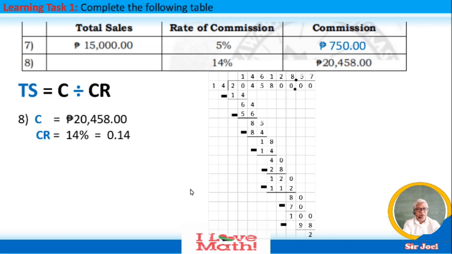A difference of 2. So our answer now is 146,128.57, which of course is equivalent to 146,128 pesos and 57 centavos. So that is our answer dito sa problem number 8.